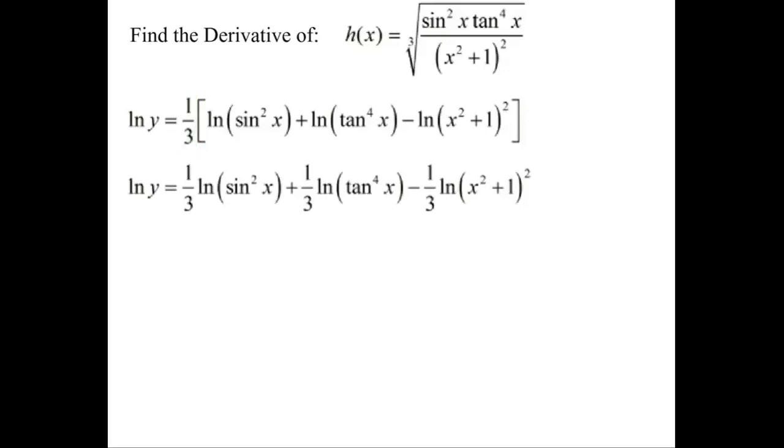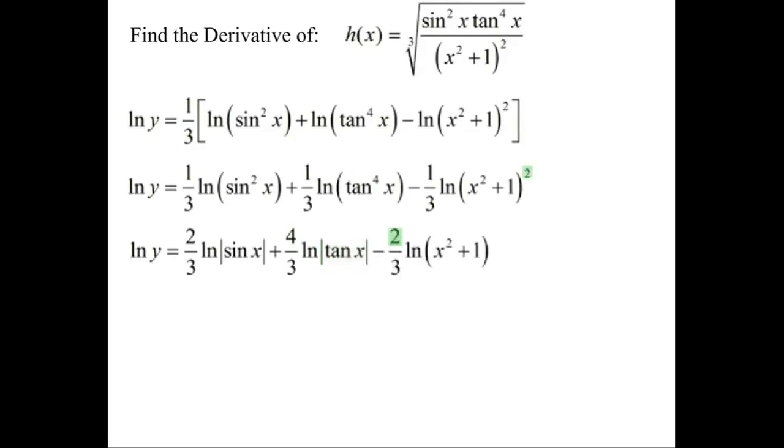And now we bring down the corresponding exponents on each term. We use the property of logarithms to bring down the 2. And since sine of x attains negative values at corresponding x values, we need to apply the absolute value. In the second term, we also bring down the exponent, and we apply the absolute value since tangent of x also attains negative values at corresponding x values. And in the last term, we bring down the 2. Notice that x squared plus 1 is always positive. It does not require the application of the absolute value symbol.